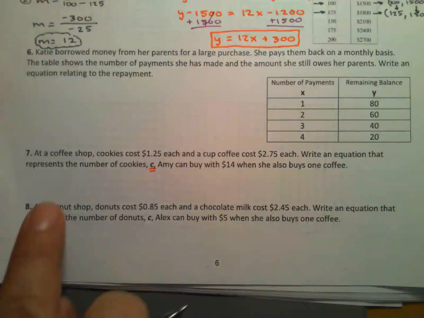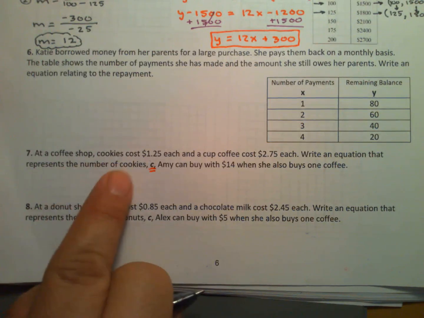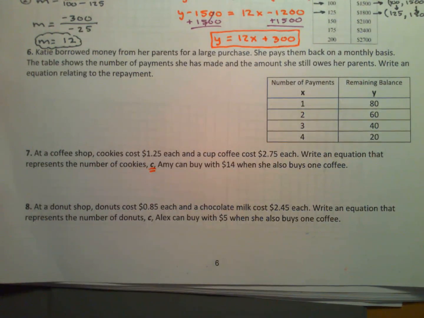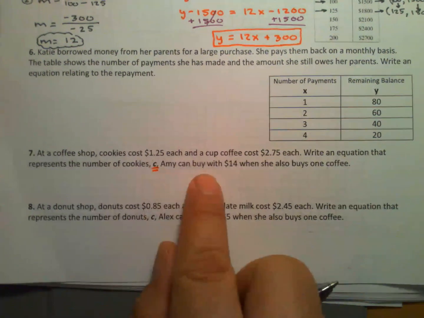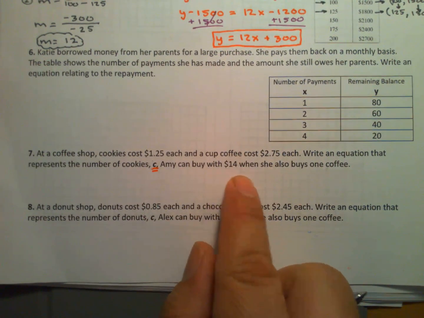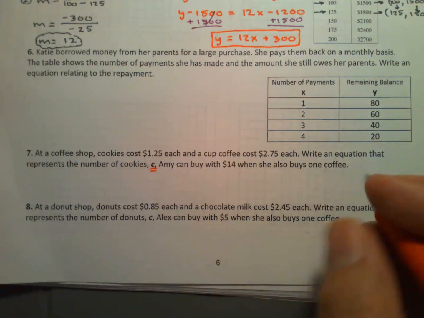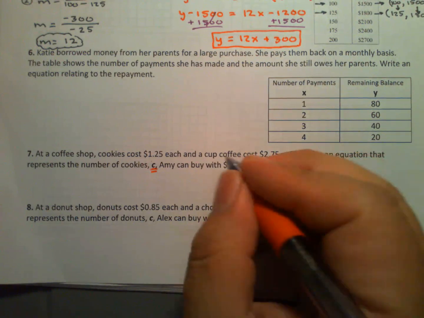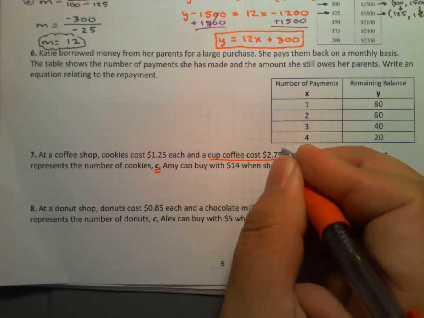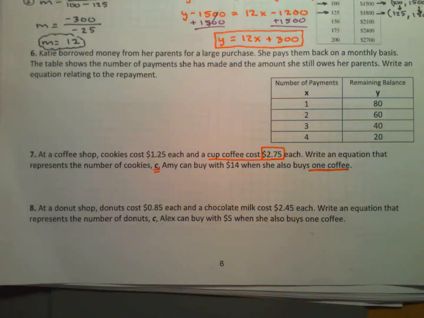Okay? At a coffee shop, cookies cost $1.25 each, and a cup of coffee costs $2.75 each. Write an equation that represents the number of cookies C Amy can buy with $14 when she also buys one coffee. So here's the catch. Amy is going to buy one coffee automatically. Well, remember, one cup of coffee, that's already $2.75. And remember, they didn't say to solve this. They just said write an equation, no solving at all.